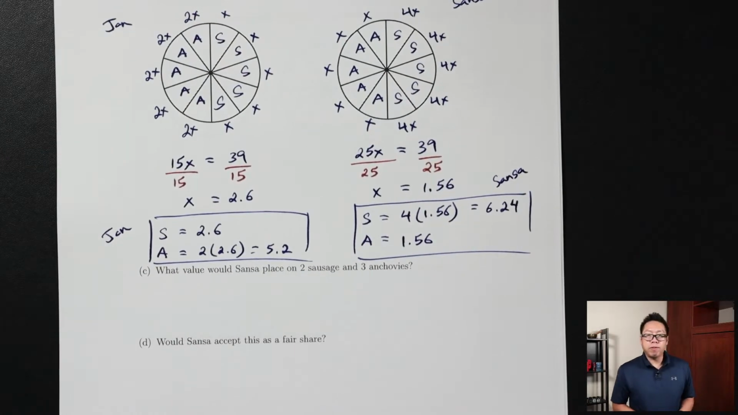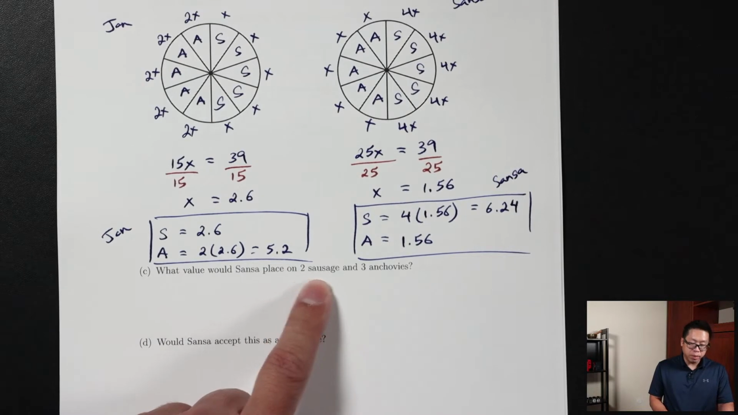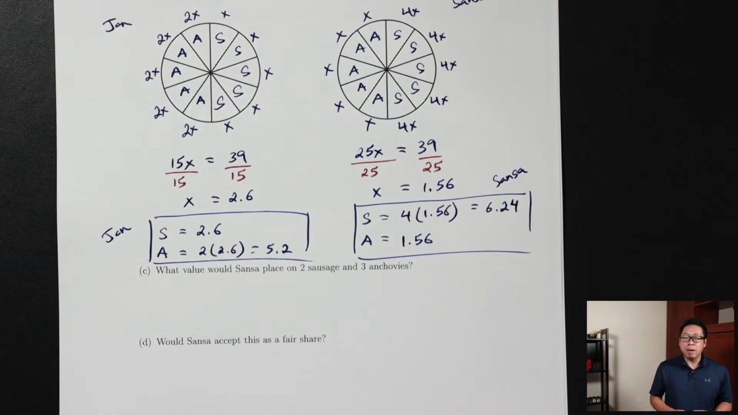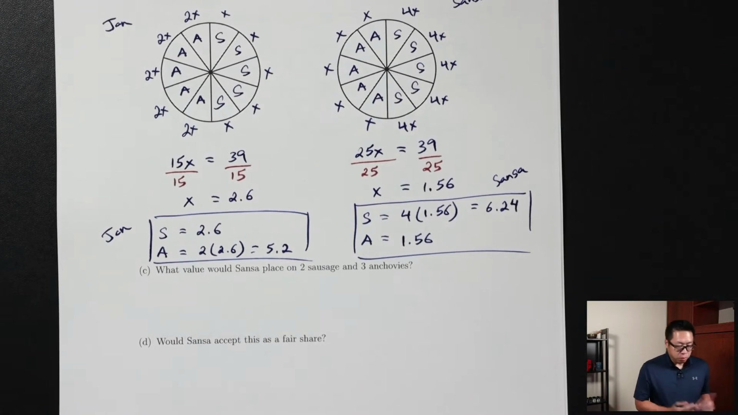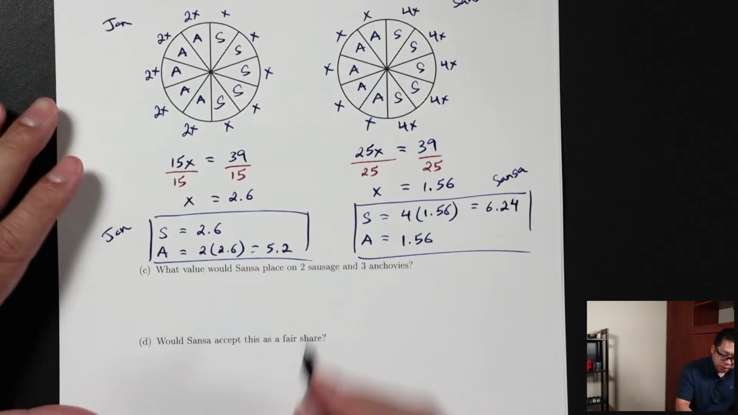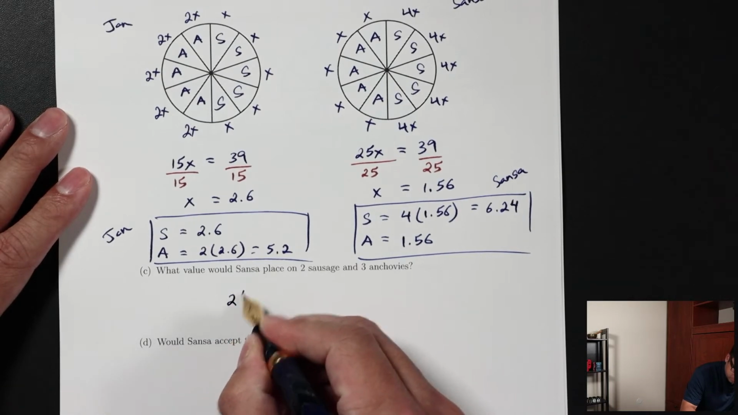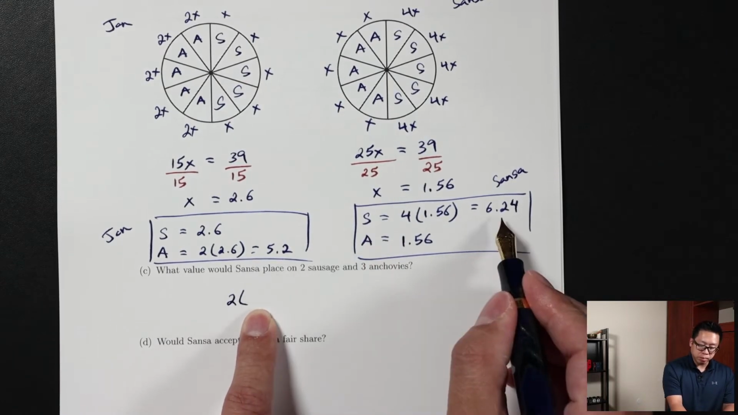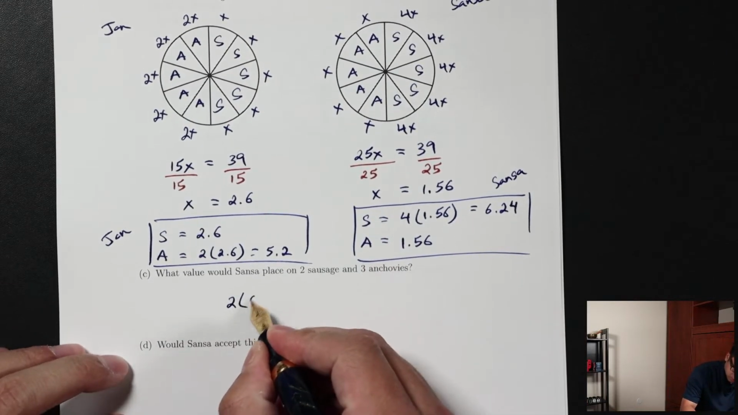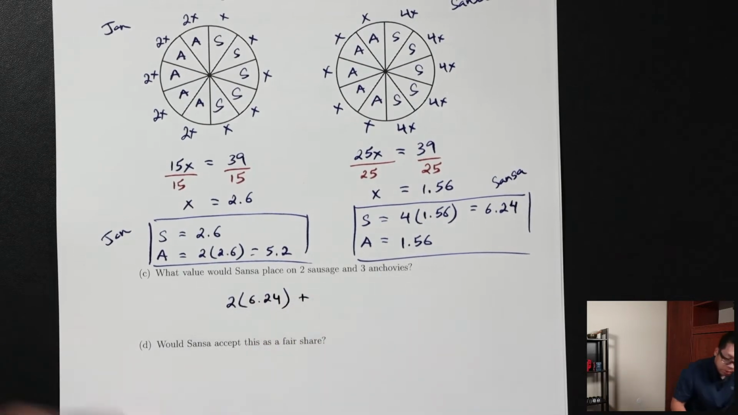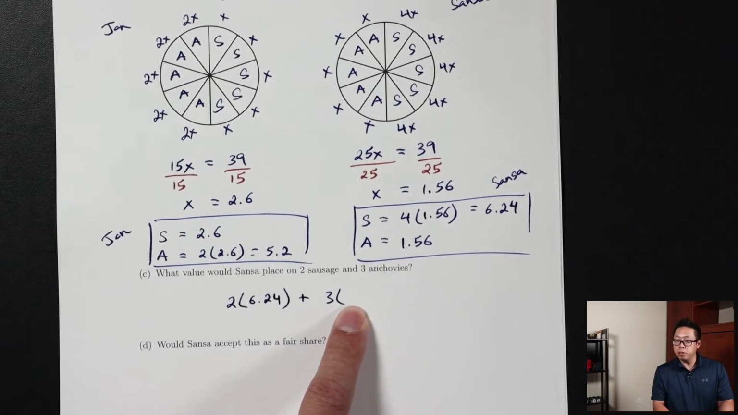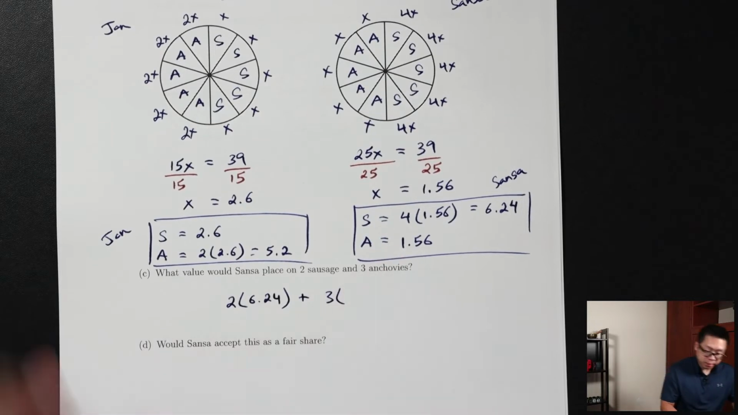Part C. What value would Sansa place on 2 sausage and 3 anchovies? So if we gave Sansa 2 sausage, 3 anchovies, what value would she place on those slices together? So we're going to use Sansa's values because we're talking about Sansa. So 2 sausage. So 2 times, how much does she value each sausage? Sausage is 6.24. So 2 times 6.24 plus 3 anchovies. So 3 times, what's her value of anchovies? 1.56.